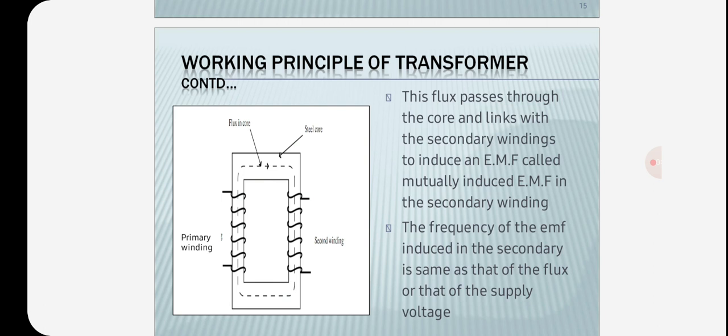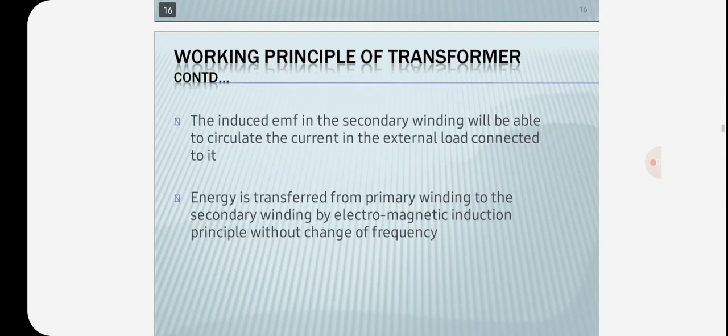The frequency of the EMF induced in the secondary is the same as that of the flux or that of the supply voltage. So the induced EMF in the secondary winding will be able to circulate the current in the external load connected to it. Energy is transferred from primary winding to the secondary winding by electromagnetic induction principle without change of frequency.